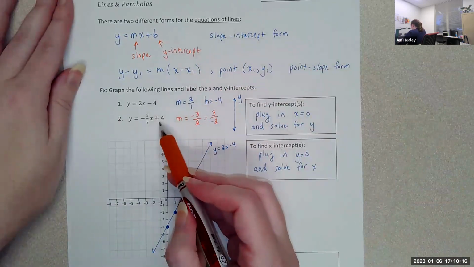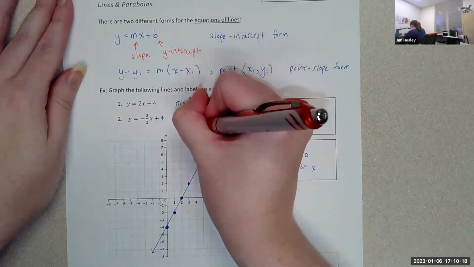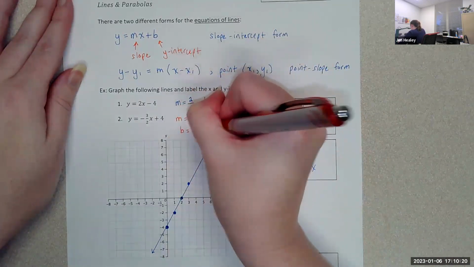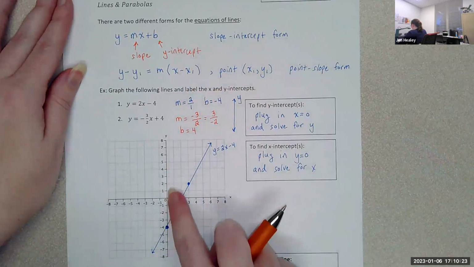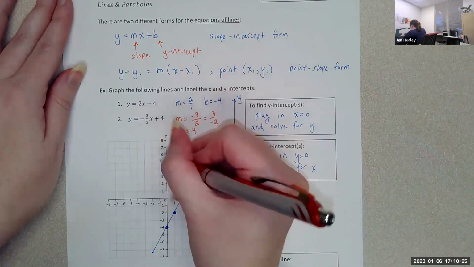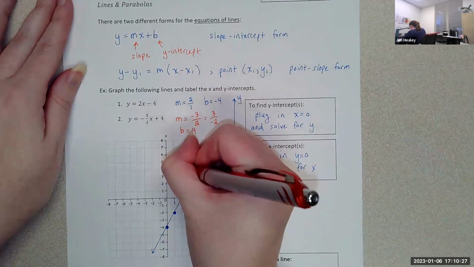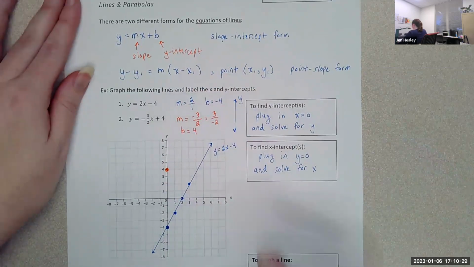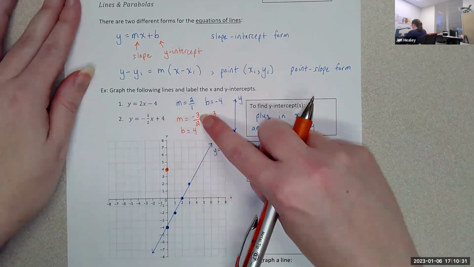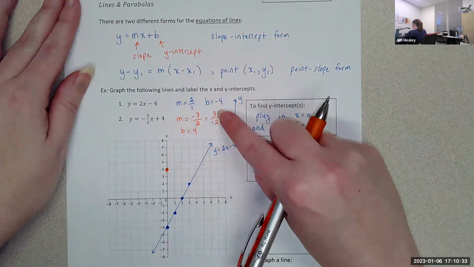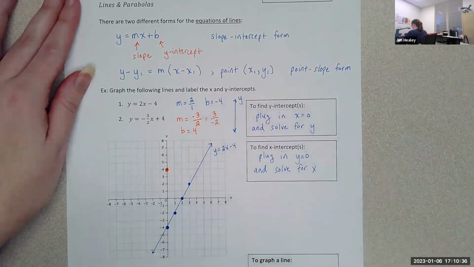And our y-intercept for this line, our b, is equal to +4. And so I'm going to go ahead and come up to +4 on my y-axis and put my first point down. And then I'll show you how we can either use the -3 over +2 or +3 over -2, and we're still going to get points on the same line.